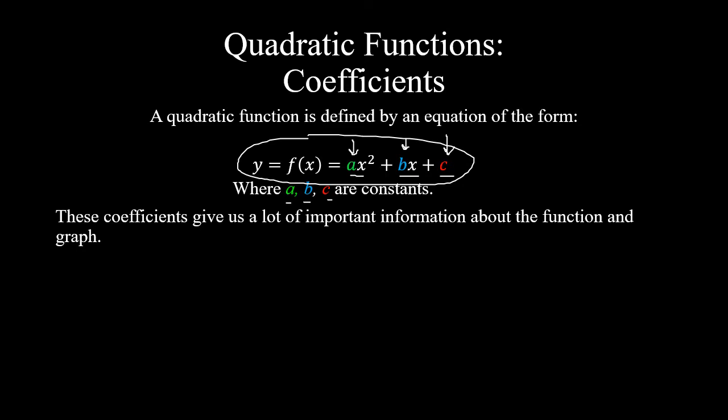It's really important that you can be given a quadratic function and quickly and easily identify what those coefficients are, what A is, what B is, and what C is, because like I said, they give us a lot of important information about the function and the graph. We can call them constants, but we also call them coefficients, so you'll hear me use both of those terms. So let's look at some quadratic functions and quickly figure out what the A, B, and C are.